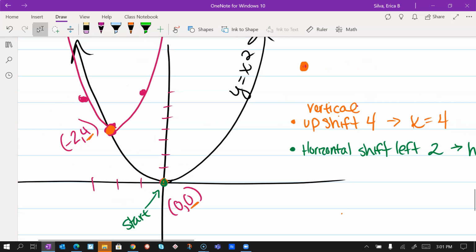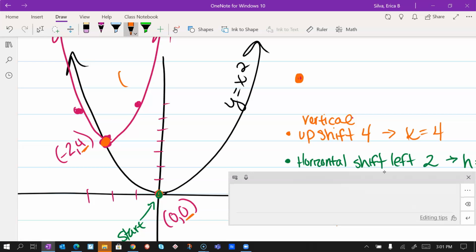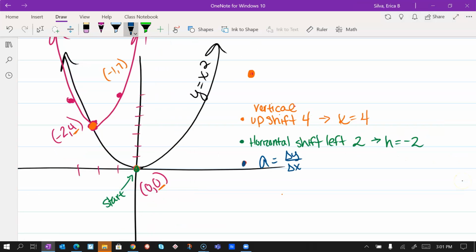And now let's determine what our a is. Now remember, this point was at -1, 7. So for my a, we've got our change of y over our change of x squared. What is my change of y? We're going from 4 to 7, 3. And then we're going to go from -2 to -1. What's that change? 1. And then we're going to square it. So 3 over 1, which is 3. So my a value is going to be equal to 3.